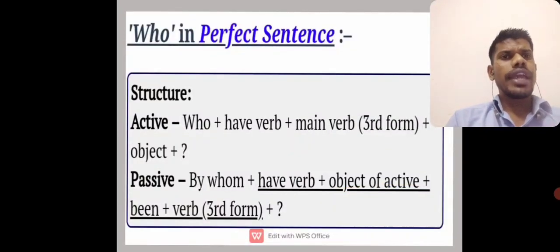Then, how to frame a WH question? Let us see. They have given the structure here. First, we have to use the WH word. Then the have verb, that is have or has according to the subject we use. Then the main verb, that is the independent verb, must be in the third form. Then the object. At the end we need to use the question mark. Then how to convert this WH question to passive form? First we have to use by, then the WH word, then the have form, either has or have, plus the object of the active voice, plus been, plus the verb, that is V3, must be used. At the end we have to use the question mark.